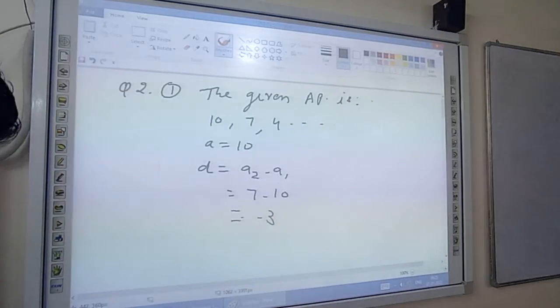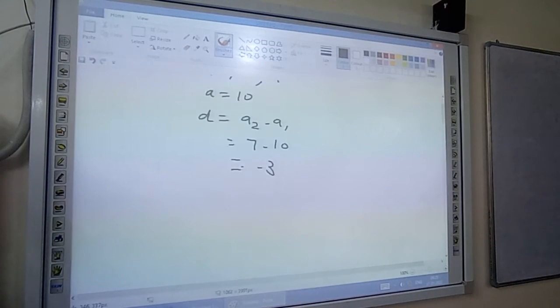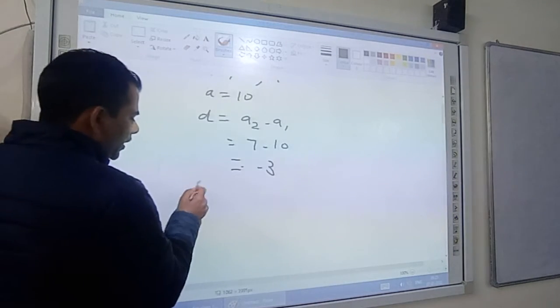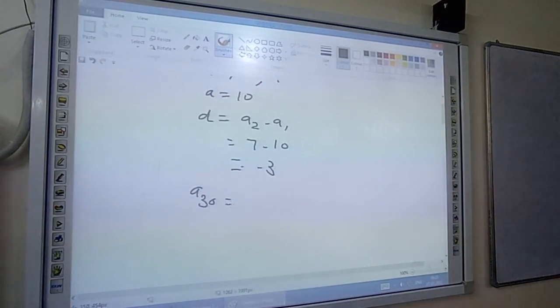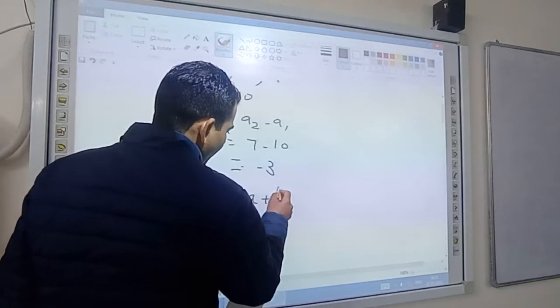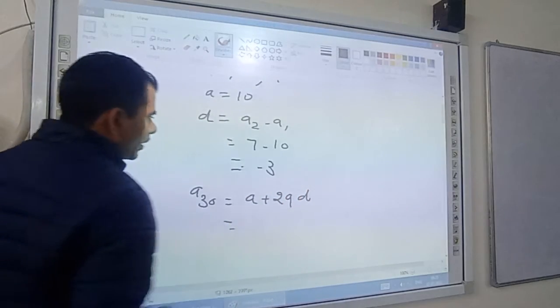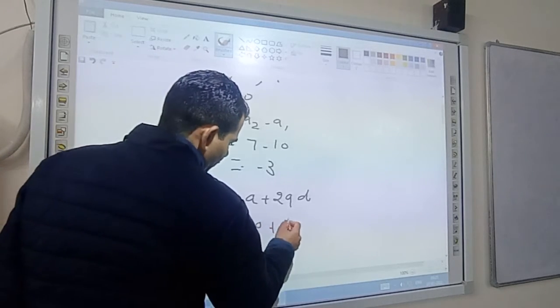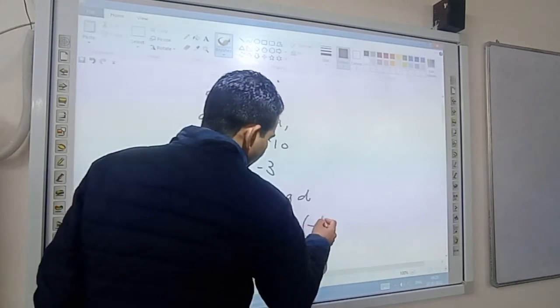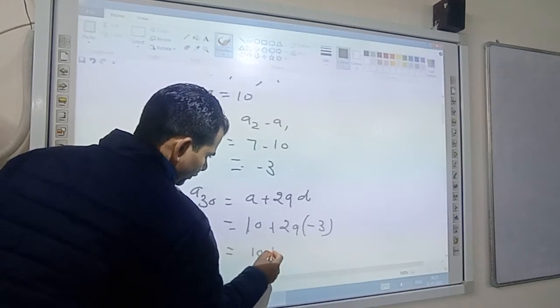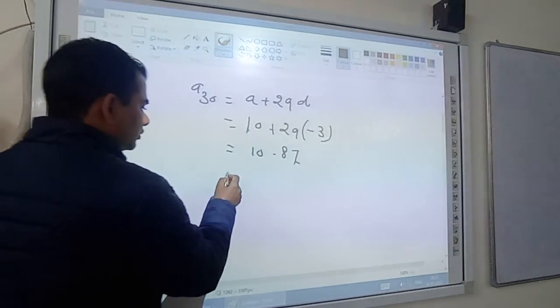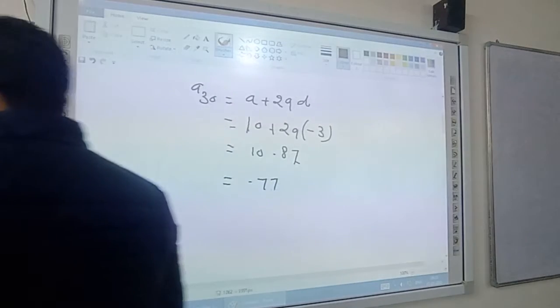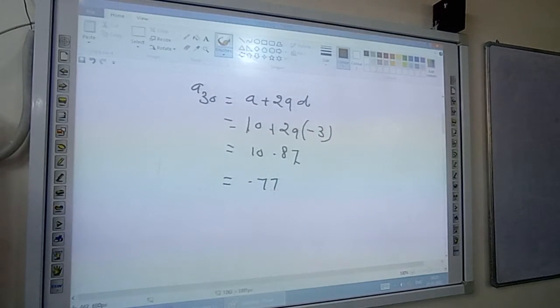Okay, yes. We have to find out the 30th term, A30. How can we find out A30? A30 means a plus 29d. What is a? What is the value of d? 10 plus 29 into minus 3 is minus 87, so the answer is minus 77. Any doubt, any problem? No, sir. Do it fast.